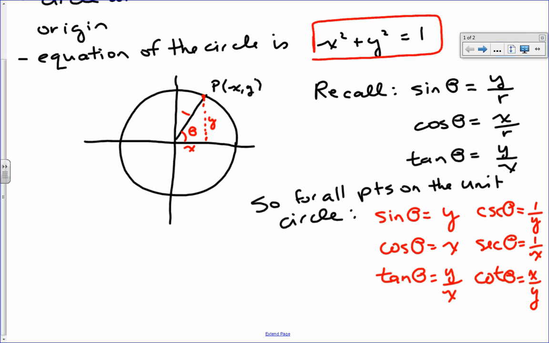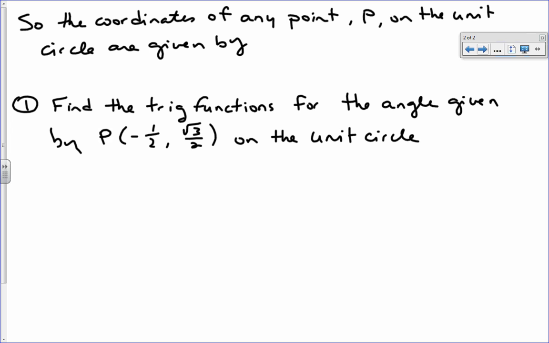So if you look especially at the sine and the cosine on the unit circle, the sine and the cosine actually match the coordinates of the point on the unit circle. Okay, so the coordinates of any point on the unit circle are given by, instead of x and y, you can think of them as cosine of theta and sine of theta.